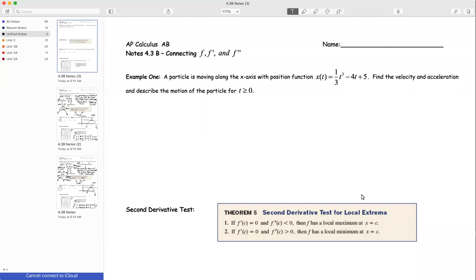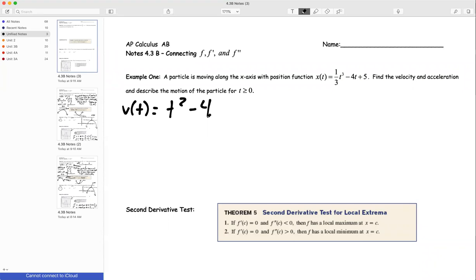So example 1 says a particle is moving along the x-axis with a position function x of t equal to 1/3 t cubed minus 4t plus 5. Find the velocity and acceleration and describe the motion of the particle for t greater than or equal to 0. So they give me the position function and I need to get the velocity. So I'm going to take the derivative. V of t would be t squared minus 4.